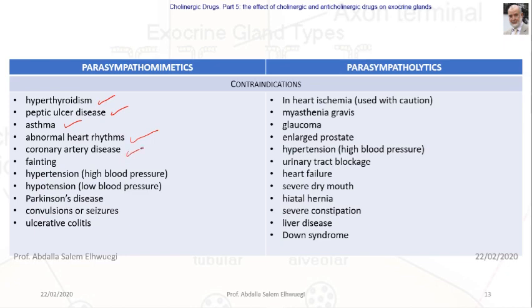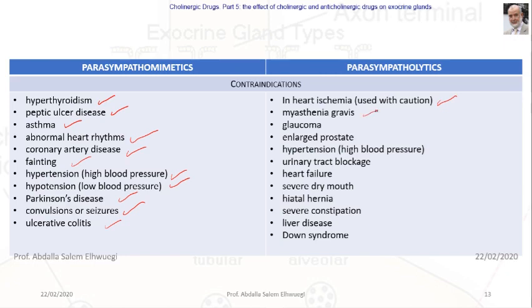They are contraindicated in coronary artery disease. They are contraindicated in fainting, in hypertension or hypotension, and Parkinsonism because they will increase muscle tone, in convulsion and seizure disorder, and ulcerative colitis. Okay? Now, parasympatholytics, on the other hand, are used with caution in heart ischemia because they will increase the heart rate, increasing oxygen demand. Therefore, they should be used with caution.